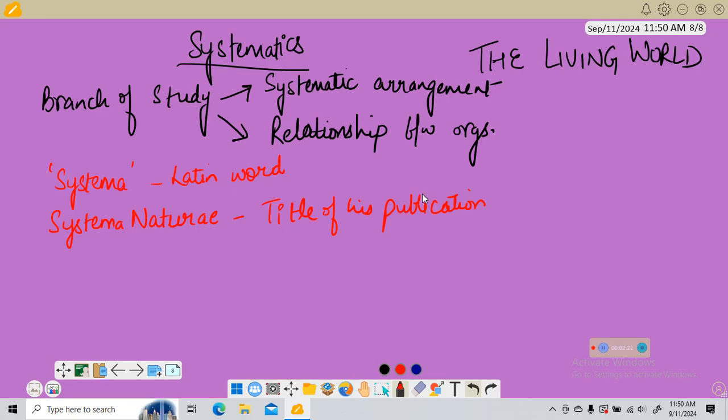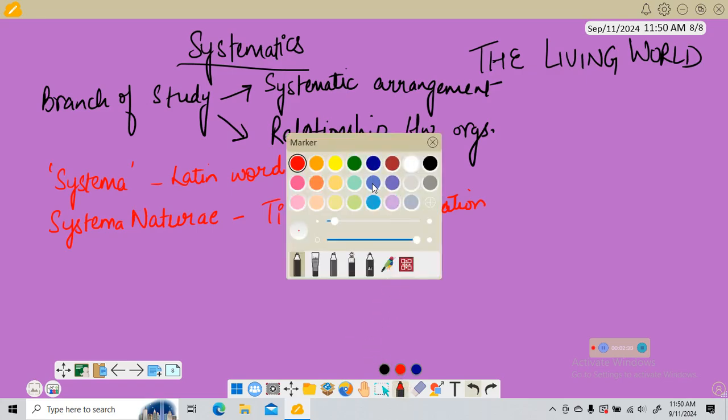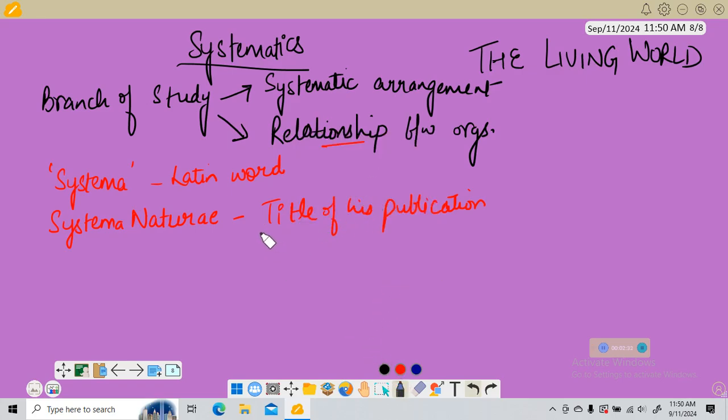So systematics takes into account the evolutionary relationship between organisms. Evolutionary means like how a human being evolved, like from monkey to chimpanzee to human being, like mammals. So this is basically the evolution of human beings, the evolutionary relationship between organisms.